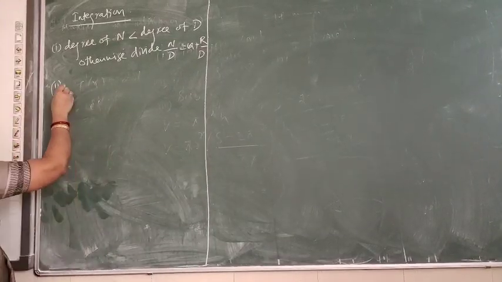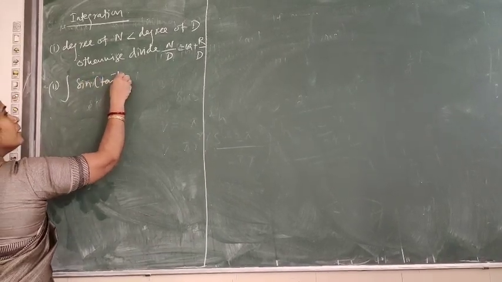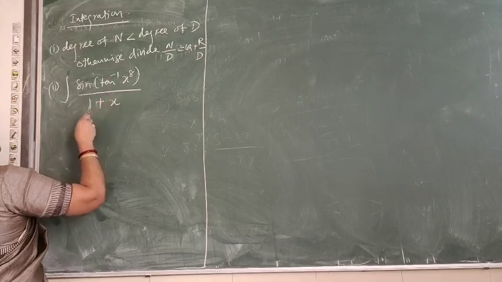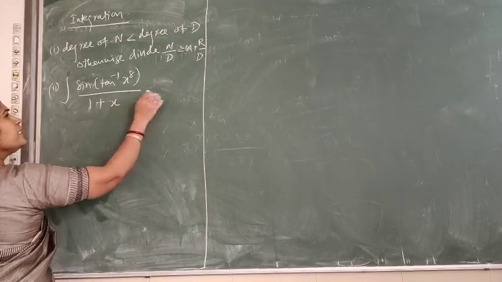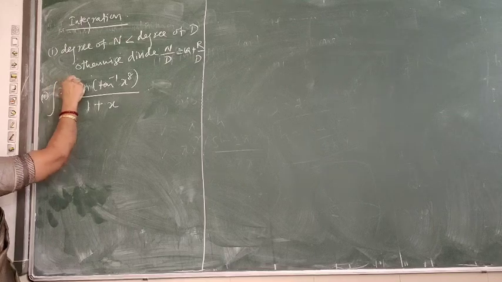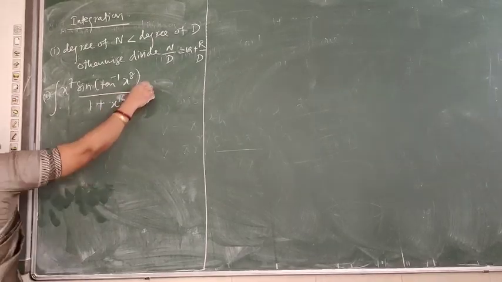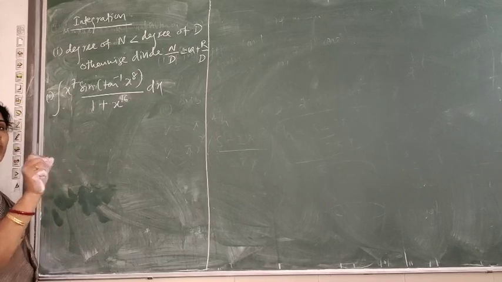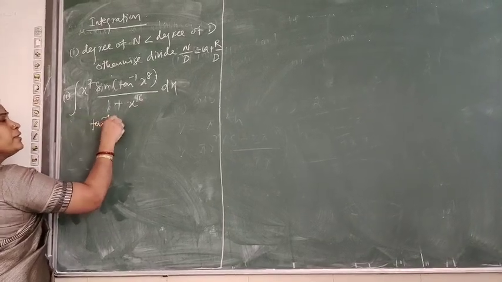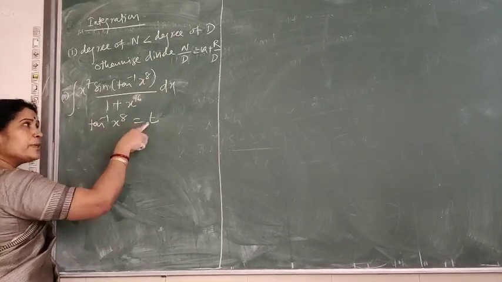Just to give one example, suppose the integral of sin of (tan inverse x^8) upon 1 plus x^16, into dx. Here is another one given, the integral of 8x^7 upon (1 plus x^8) whole square, otherwise x^16. Like this they have given. Okay, fine. Definitely you come to know the suitable substitution. We don't have any integration of sin of tan inverse, so I am giving the substitution tan inverse x^8 equal to t. That's why I am giving a suitable substitution.